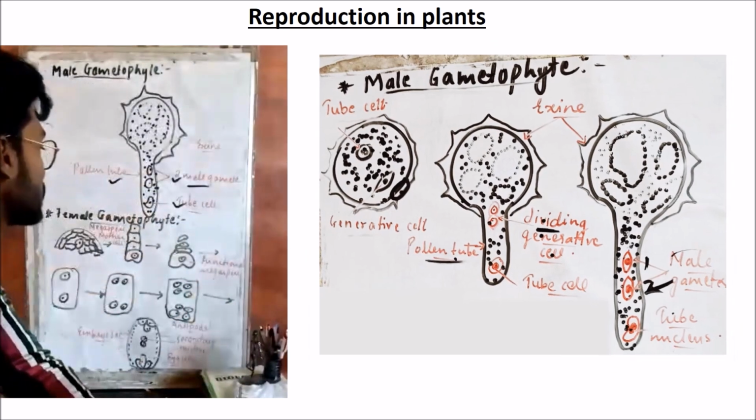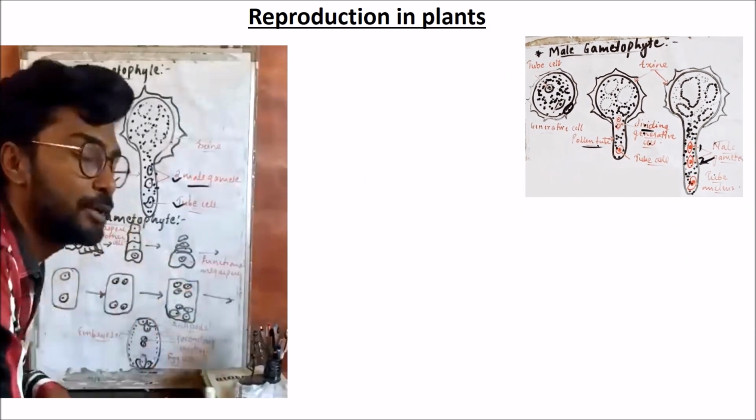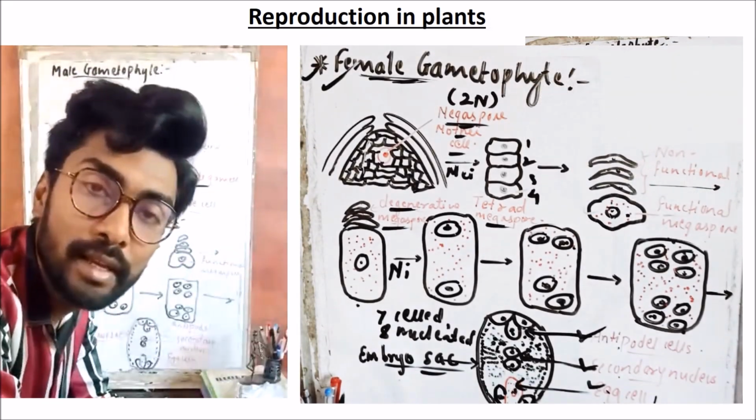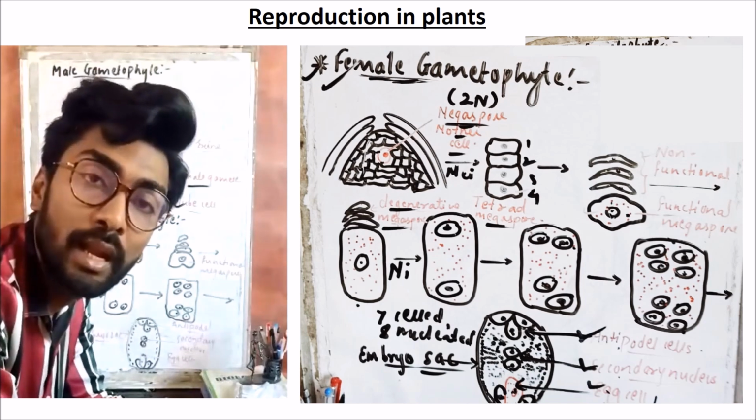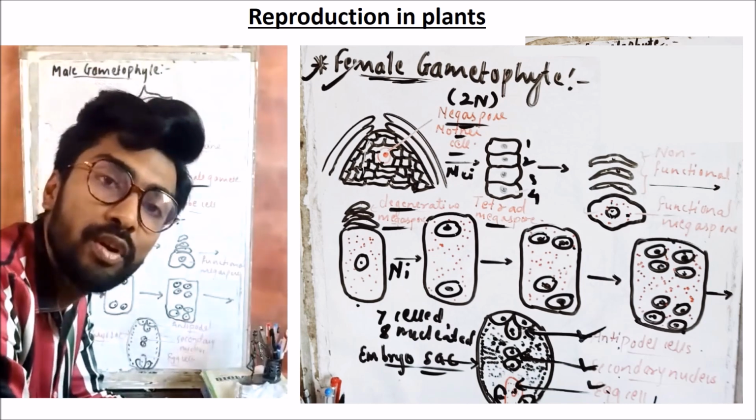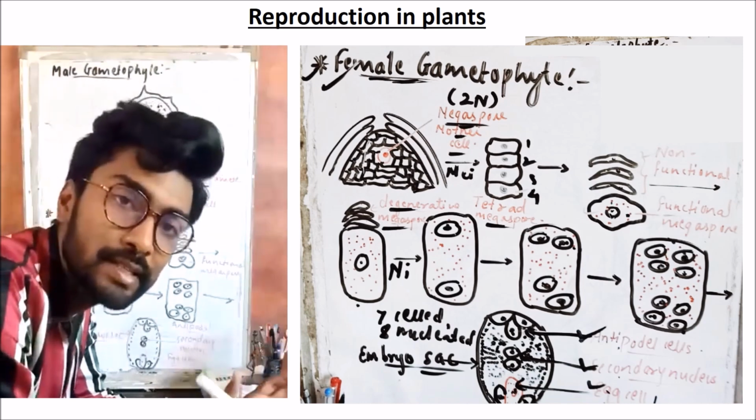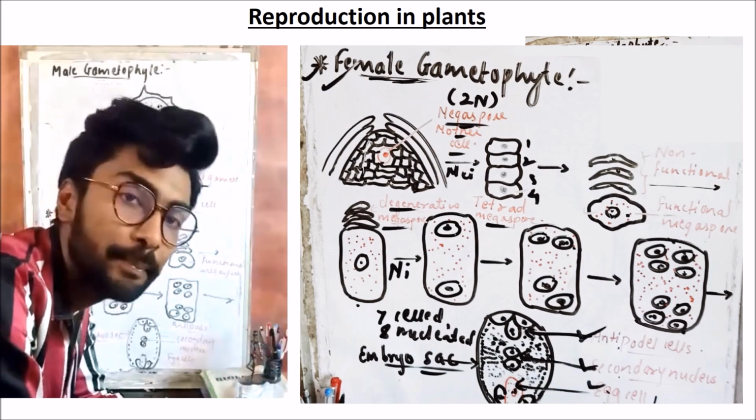Let's have a talk about the second, that is called the female gametophyte. Now you know very well that female gametophyte development takes place with the help of the ovule, right? The ovule is an egg-containing apparatus. It means the ovule is going to contain the egg, right?